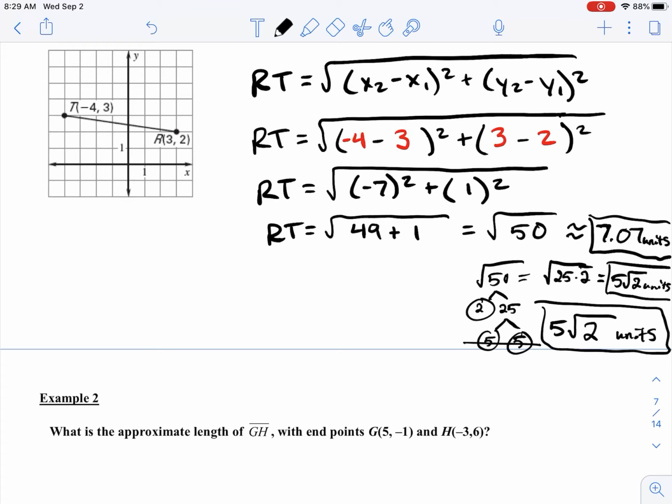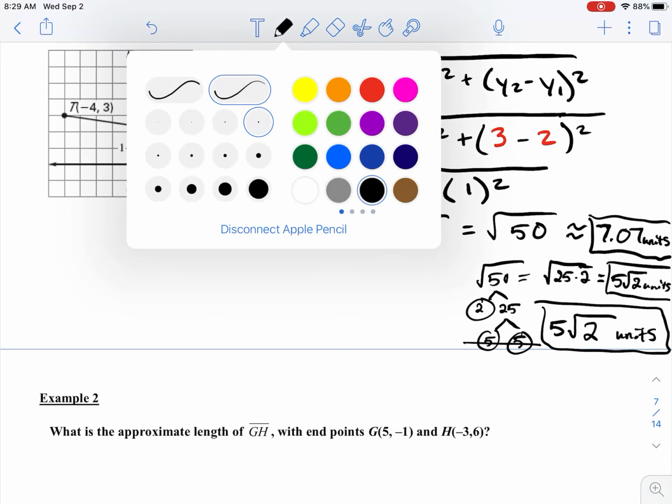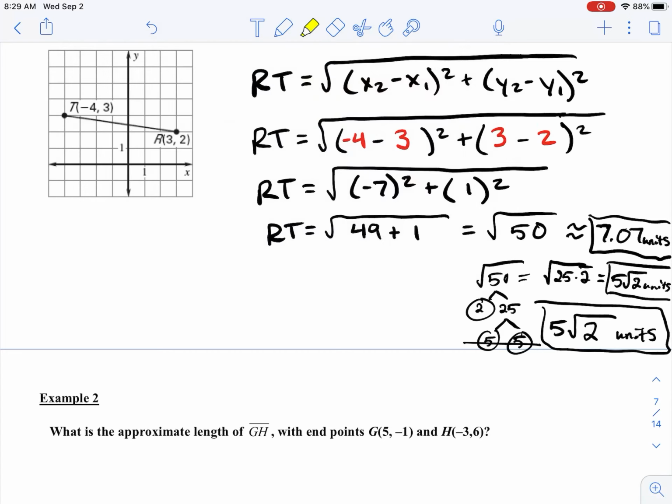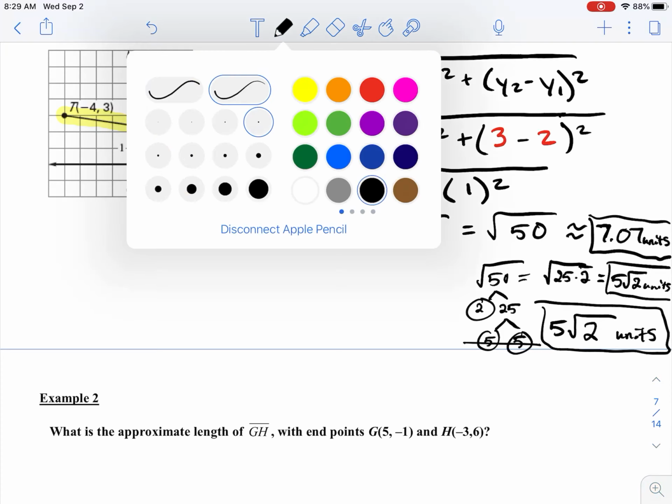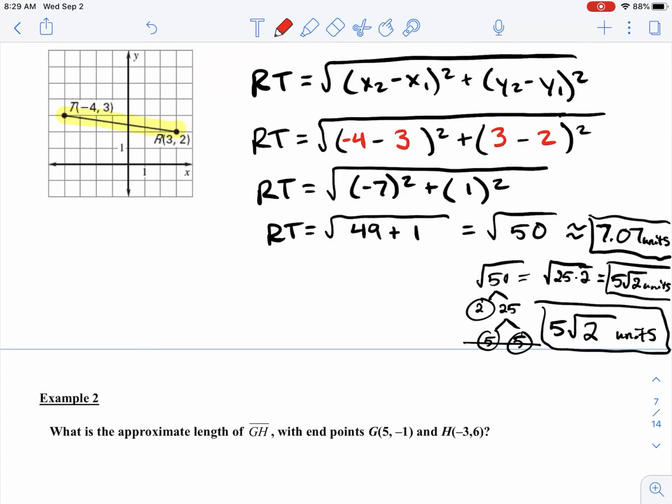If I lost you there, we're going to go over questions and examples in our meeting, so no worries. Another way you could do this, I know I'm running out of space, but actually let me start with the highlighter. If you want this, which is what we just got, if they provide you a picture, you can draw yourself a right triangle.